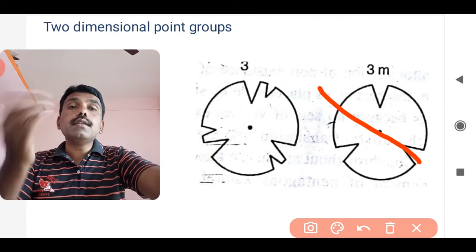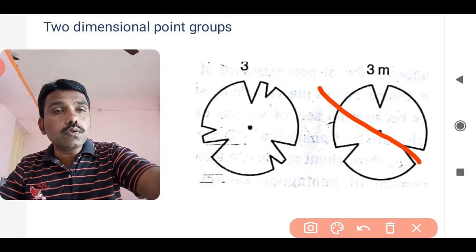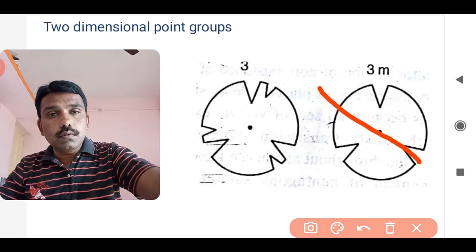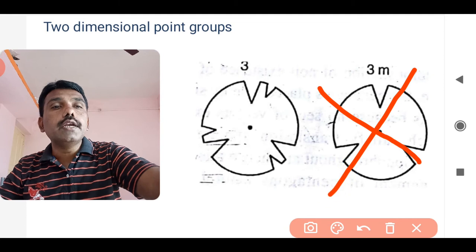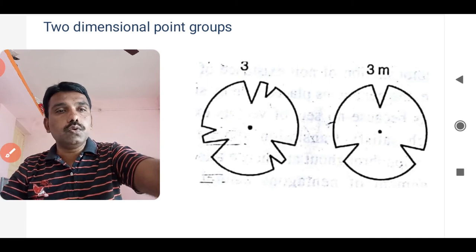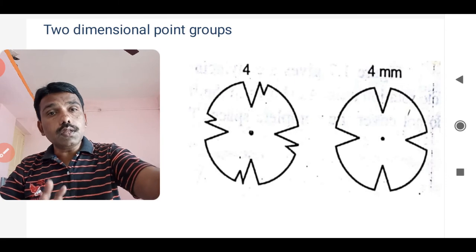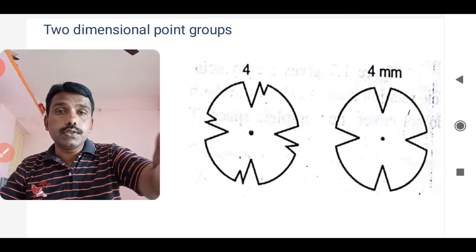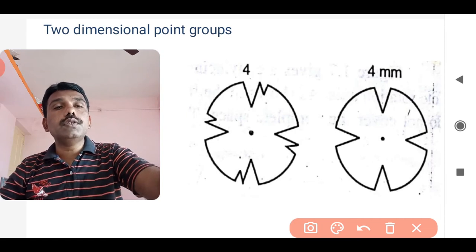But another m is not possible here, because if I try to draw perpendicular to this axis, it will not give me two equal halves. This and this will not be equal, and that's why only one m is there, and that's why this 3m is there. So as far as the other point groups are concerned, this is all about the two dimensional we are discussing. Another example is the 4 and 4mm point groups.